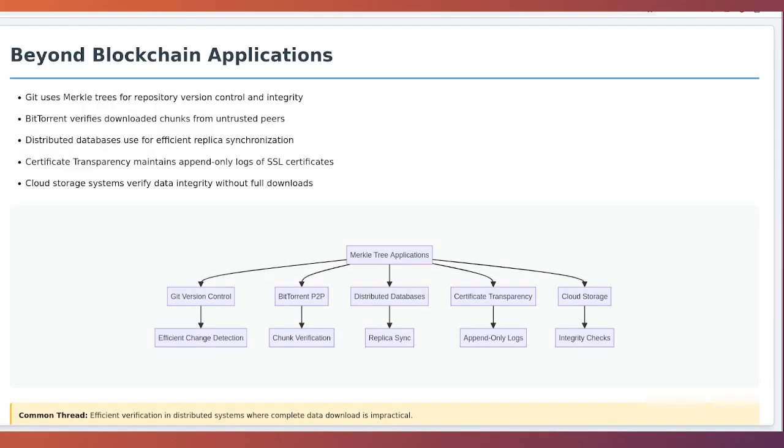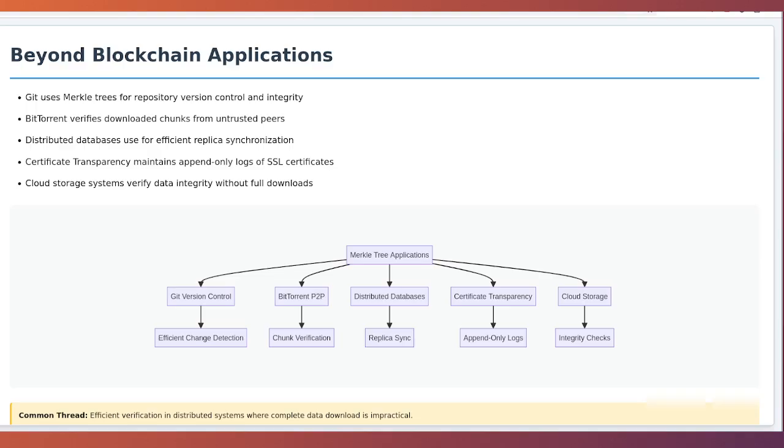Beyond blockchain applications. While Merkle trees are famous in blockchain, they are used in many other distributed systems and applications. Understanding these other uses shows the versatility of this data structure. Git, the version control system used by millions of developers, uses Merkle trees to efficiently represent repositories. Each commit in Git contains a tree object that is essentially a Merkle tree of all files in that commit. This allows Git to efficiently detect changes between commits and verify repository integrity. Peer-to-peer file sharing protocols like BitTorrent use Merkle trees to verify downloaded chunks.